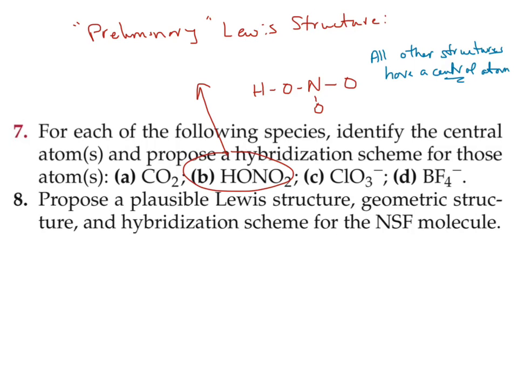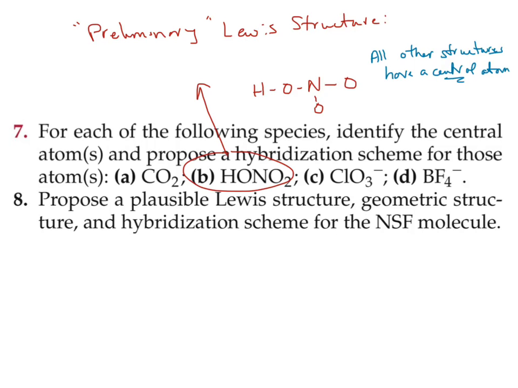Okay, so 7 and 8, I kind of grouped together. My hint for number 7 is just to draw the preliminary structure. I said I'm giving you for B the preliminary structure of HONO2, that you might find helpful. This is my first semester doing this, maybe I did that last semester, I don't know.